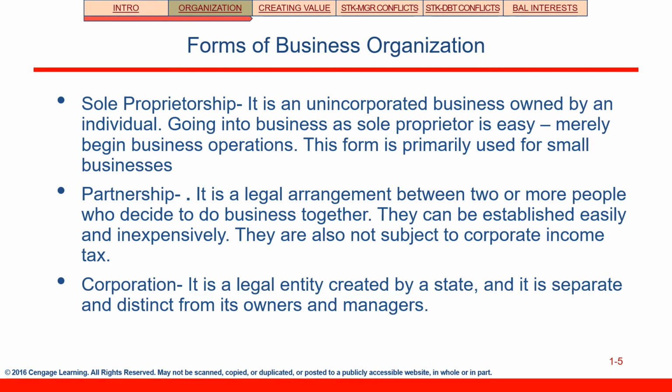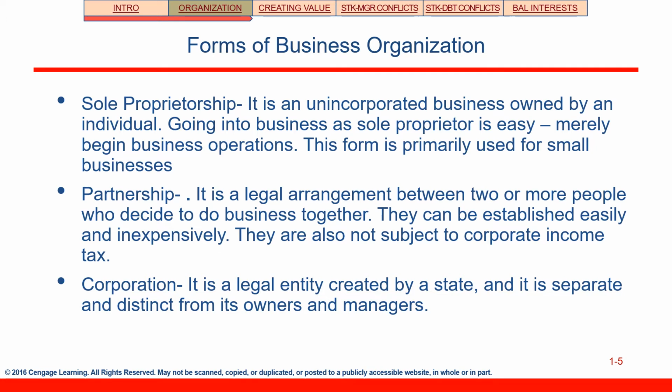Okay, now let's go to the forms of business organization. We have enumerated three forms of business organization: the sole proprietorship, the partnership, and the corporation. A sole proprietorship is an unincorporated business owned by an individual. Going into business as a sole proprietor is easy because it is owned by only one individual. So when you begin your business operation, you are already engaged in sole proprietorship.